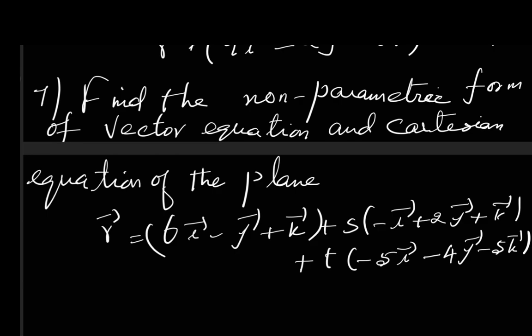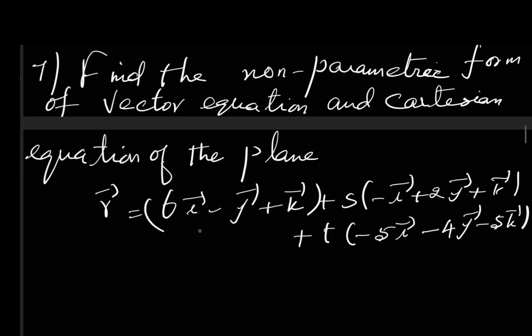See, I am going to do the 7th sum for you. Find the non-parametric form of vector equation and Cartesian equation of the plane. Vector R is equal to 6i minus j plus k plus s into minus i plus 2j plus k plus t into minus 5i minus 4j minus 5k. See, this is also the equation of a plane. This is in the parametric form. Here they represent the equation of a plane in the parametric form. But you have to find that in the non-parametric form and also in the Cartesian form.